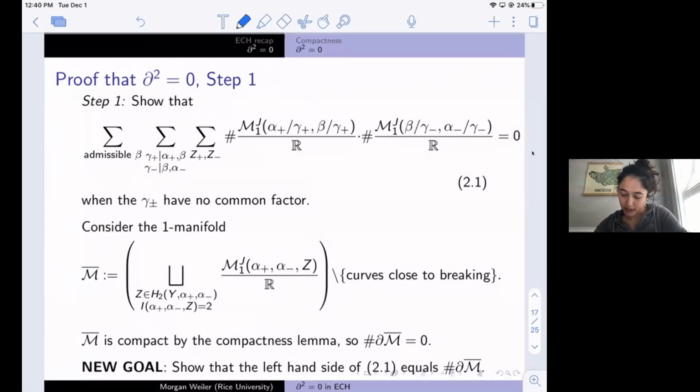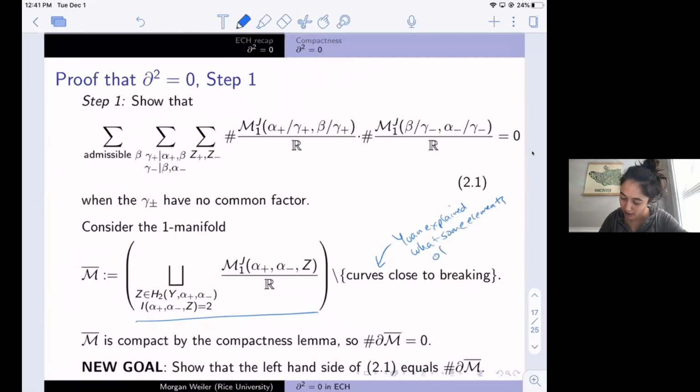And then I'm going to consider this one manifold. So this one manifold might be the thing you would normally consider when you're trying to prove d squared is 0, this part. And it's the space of index 2 curves between alpha plus and alpha minus. And I'm getting rid of the curves that are close to breaking. So this is in the sense of, Yuan talked about this last week, but Yuan explained sort of what some elements of this set are.